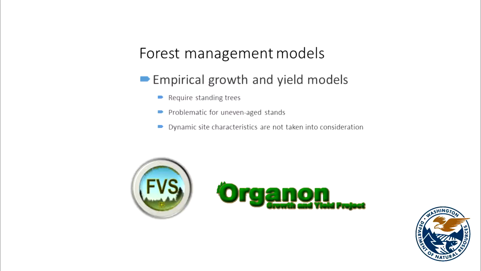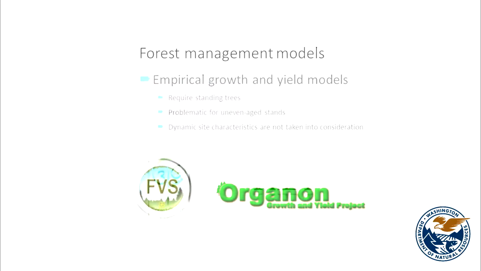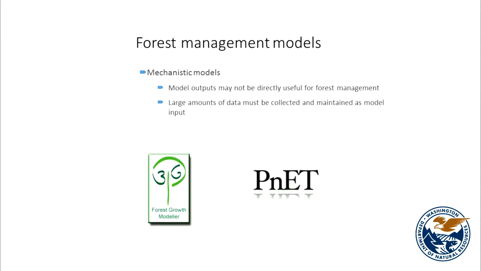I'm sure many of you are aware that there are currently a lot of different forest management models out there, and one of the ways that you can determine how volume growth of your stand is using an empirical growth and yield model. This requires standing trees. We're basically predicting future performance off of past data. And that can be problematic because we're not taking dynamic site characteristics into consideration. On the other side of things, we could use a mechanistic model. And in a lot of cases, the outputs of these mechanistic models are like net primary productivity or leaf area index, which isn't necessarily valuable for someone who is trying to put up a timber sale.